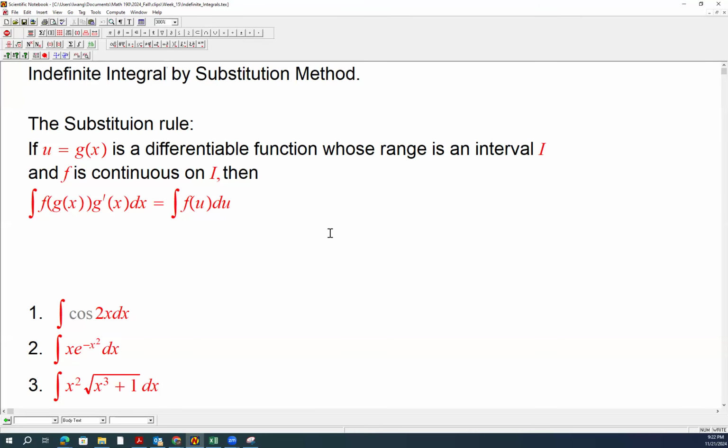Hello, in this lesson, I'd like to go over questions in our homework using the substitution method to integrate. In particular, in this lesson, we're going to do indefinite integrals by the substitution method.